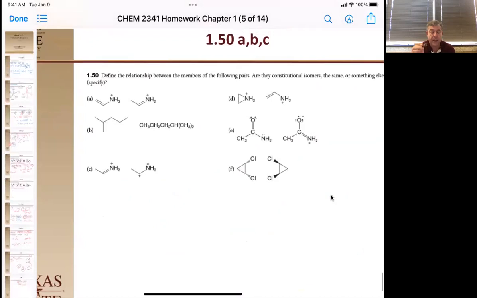All right, so now we're going to go for 150, the last one right here, and we're going to do A, B, and C. I'm going to do A and B, and you guys are going to do the last one yourself. So the way to attack this is to look at the structures, find the relationship between them, and say what they have. Okay, so let's see.